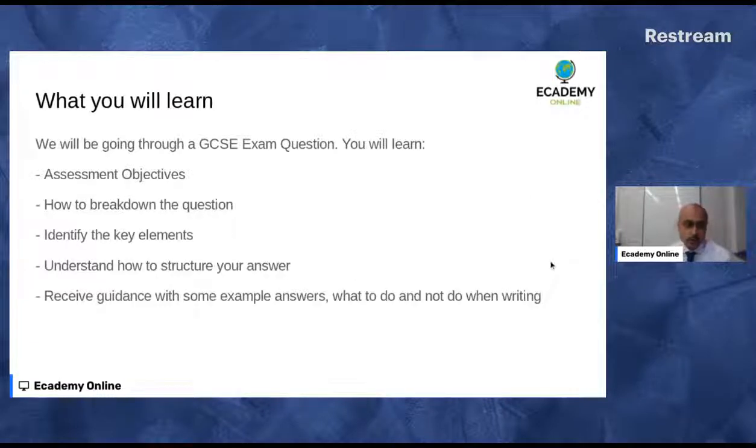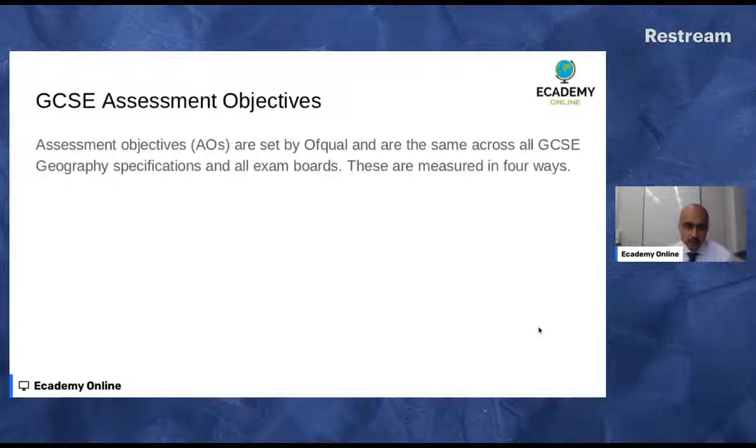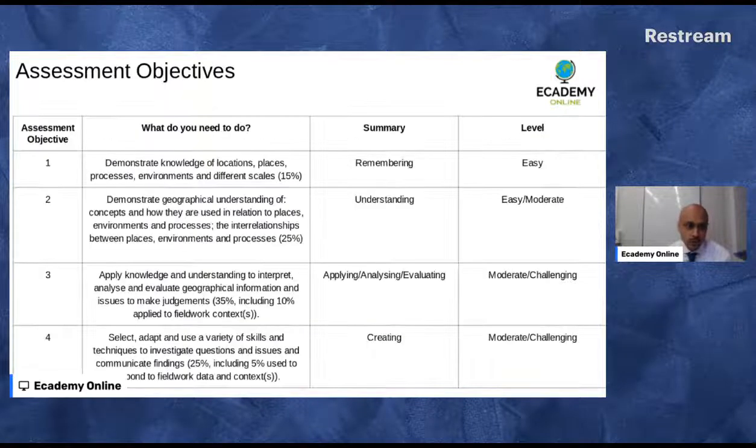So first one, just to remind you again that assessment objectives are really important, knowing them and understanding them, identifying the key elements in your exam question, understanding the structure of them, and then obviously we'll go through some examples in the answers. So to remind you again, assessment objectives are set by Ofqual, and they're all the same across all geography specifications, all exam boards, and they're measured in 4 main ways. The 4 are 1, 2, 3, and 4 here. 1 is a summary, remembering the key information from the GCSE topics that you've covered. These are really easy questions that you get.